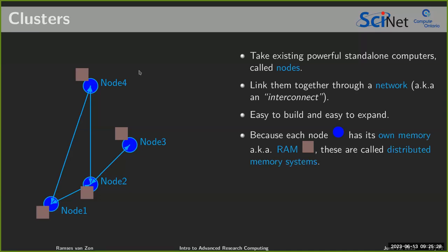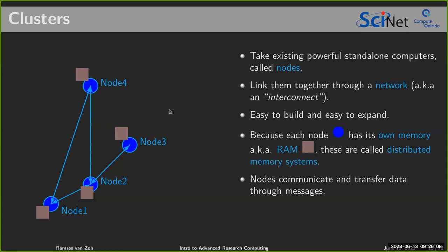Each node, so each circle here, has its own memory because it's just a box. And so the different nodes a priori cannot see each other's memory. And that makes it a little tricky to work together on a problem. And this is why this is called a distributed memory system. So if you have a problem that doesn't fit in one workstation's memory, you're going to have to divide it up, and the different nodes will have different parts of your data. And there's going to have to be a way in which those nodes tell each other if they need the data from the other node.